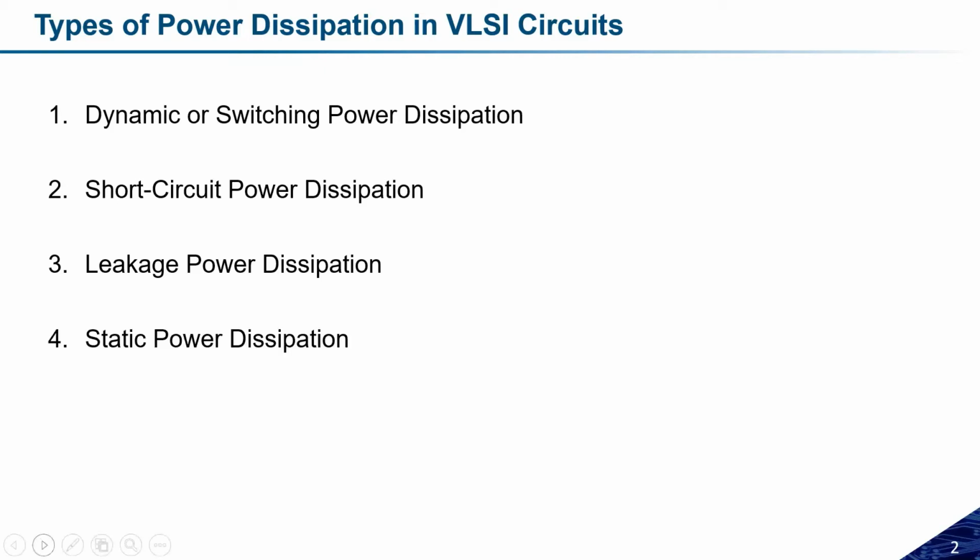The fourth component is static power dissipation. Static power dissipation means there is no change in the input logic. Suppose I have an inverter and I am not changing the input, but still there may be some power dissipation because of the reverse bias drain current, something like that.